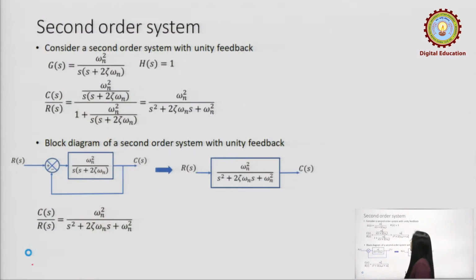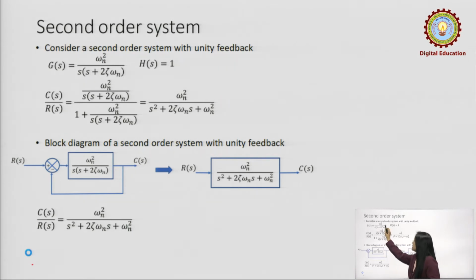Now, here we will consider a second order system. This is omega n square upon s times s plus 2 zeta omega n, and it is a unity feedback system, that is, h of s is equal to 1. Therefore, for the closed loop response, we can see that r of s is the input and c of s is the output. This output is fed back here. So, the difference of r of s and the signal which is fed back is required, that is why we have a summing point here.